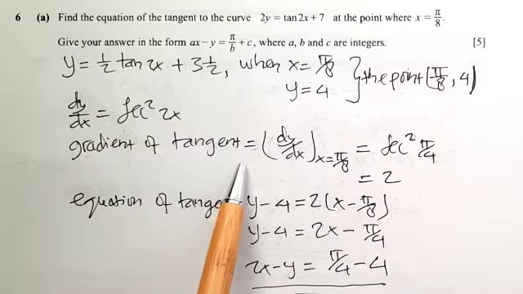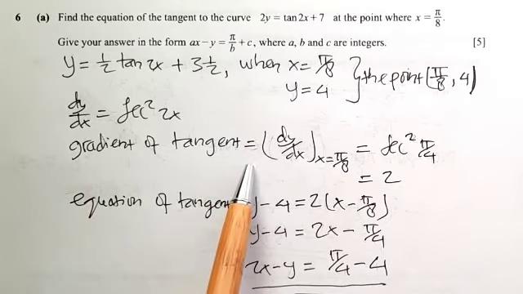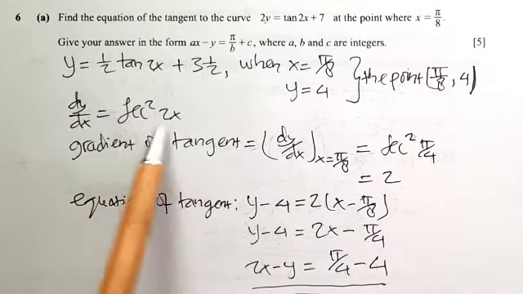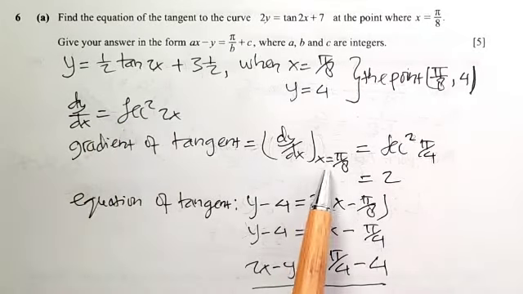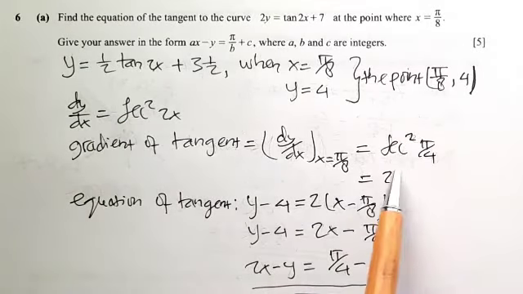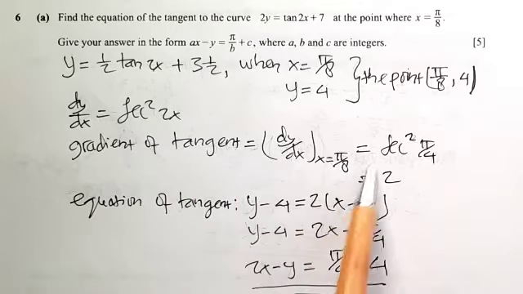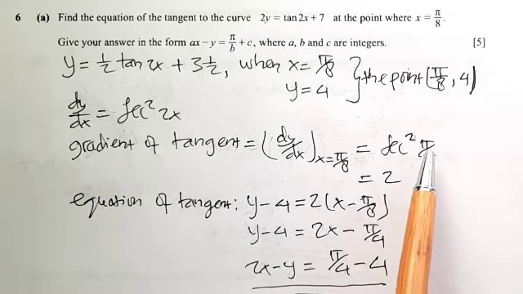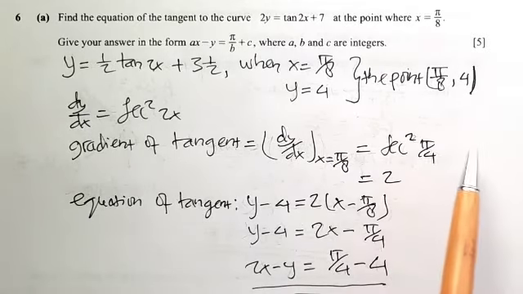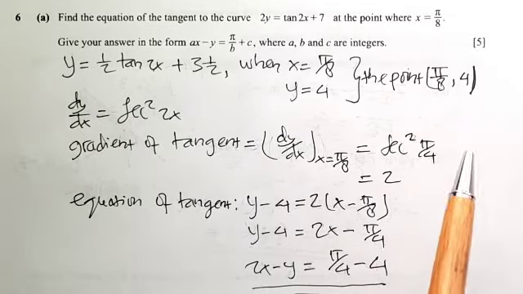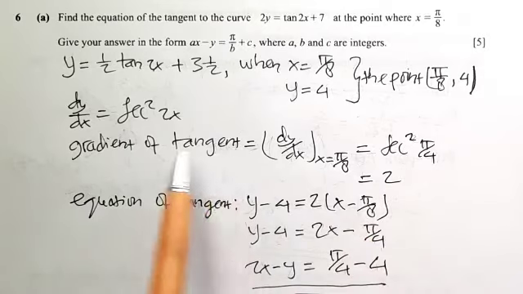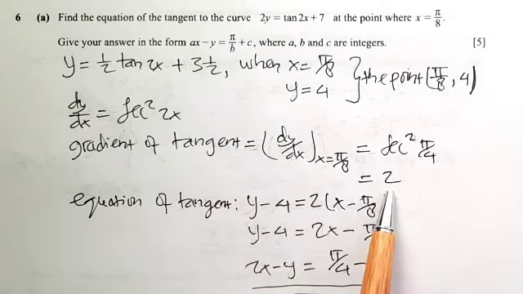Now the gradient of the tangent: we substitute x by pi over 8 in the first derivative, so that is secant squared of 2 times pi over 8, that is secant squared pi over 4, that equals 1 over cos squared pi over 4, thus 1 over root 2 over 2 squared, that is 1 over half, that is 2. Thus the gradient of the tangent is 2.